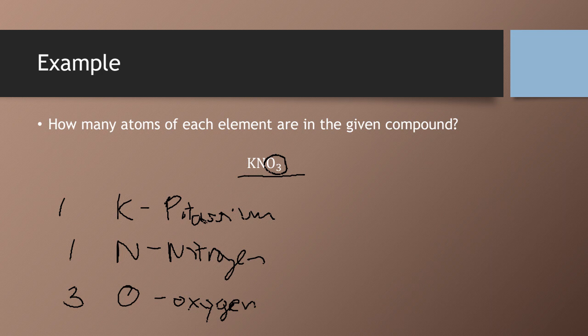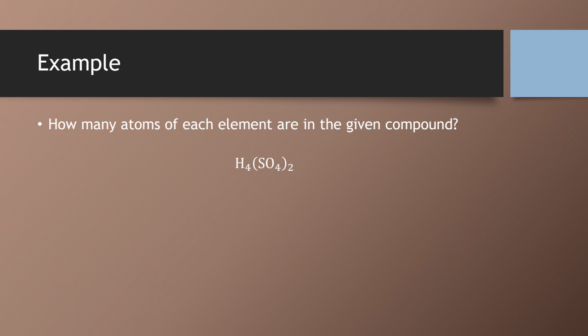Let's try another one. If you see the parentheses here, this is implying that this number tells you how many of these there are. Okay, so what that means is there are 2 sulfate molecules and 4 hydrogen atoms. So there are 4 hydrogens. Okay. 2 sulfate molecules means there are 2 sulfurs. Okay, and there are 8 oxygens.